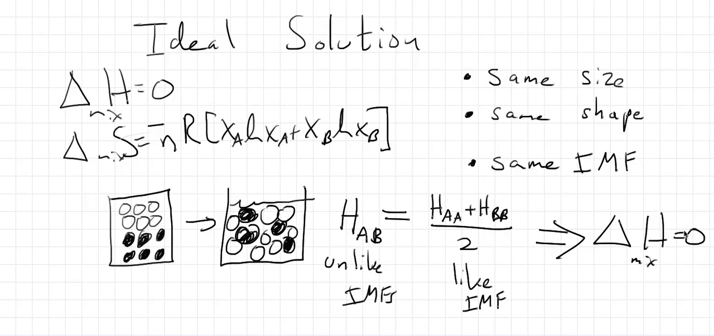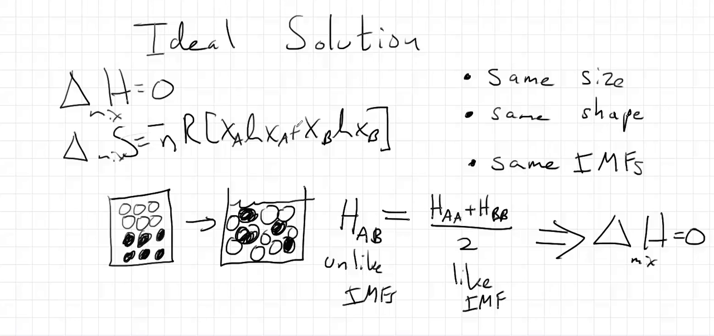So ideal gases have a delta H of mixing of 0 because there's no IMFs. So you're replacing no IMFs with no IMFs when you mix. But when you have an ideal solution, you're replacing IMFs with IMFs of equal strength. As long as they're of equal strength, it doesn't matter whether they're strong or weak. Okay?